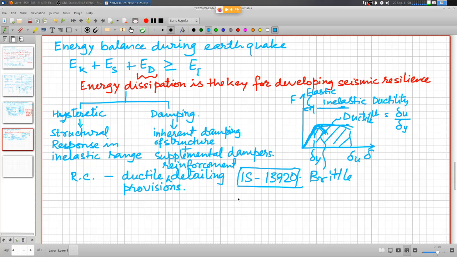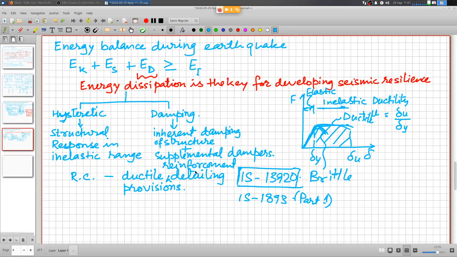Another code that I have uploaded is the basic code for earthquake resistant design, IS 1893 Part 1. Part 1 is for buildings, and that is what we are going to be discussing in this course, right? So I would request all of you to please read IS 13920. That is very important and critical for developing this ductile behavior, making reinforced concrete sections ductile in bending.